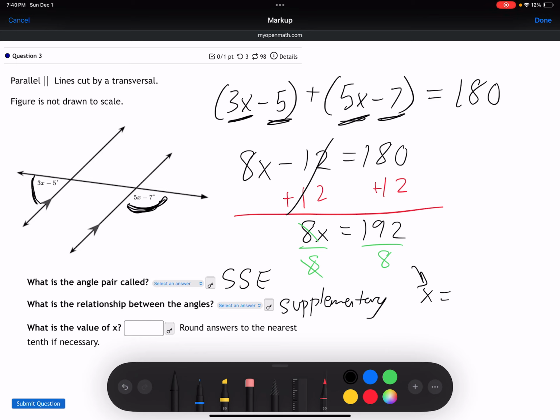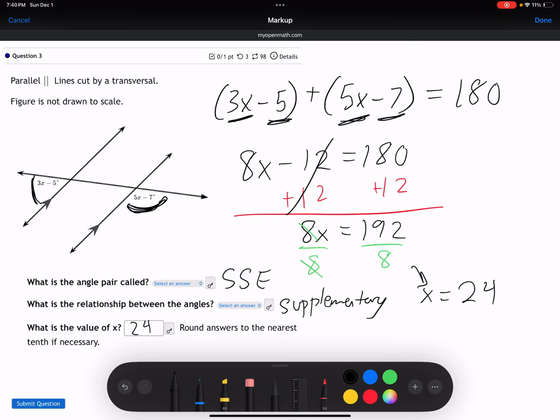What is that? I'm going to try and do that in my head. 20, 32, 24? I believe it's 24. I'll double check that. 20 times 8 is 160. 4 times 8 is 32. Yeah, so x is going to be 24. In this case, we don't have to round at all. It's just a whole number as our result.